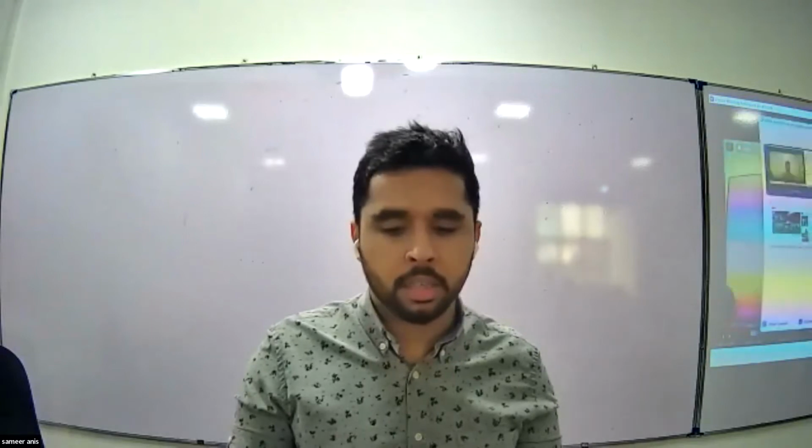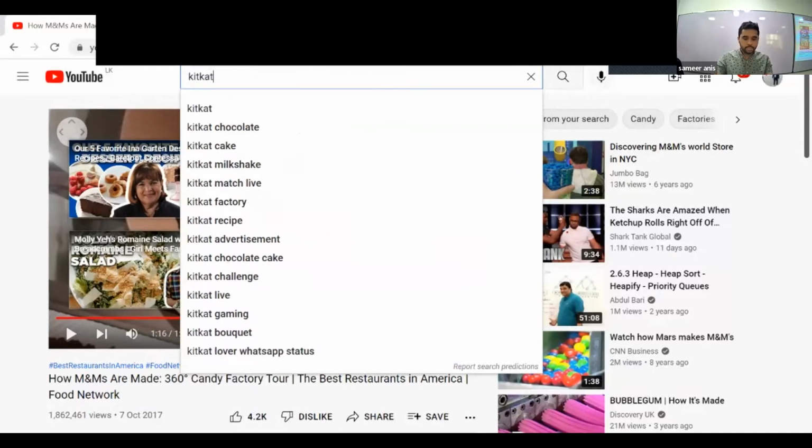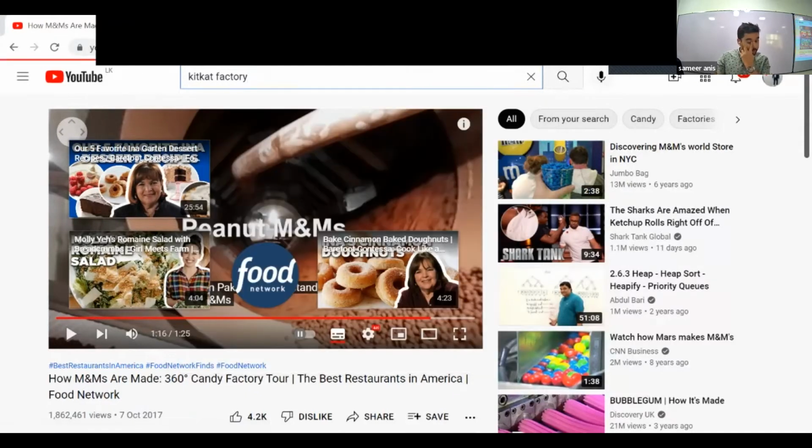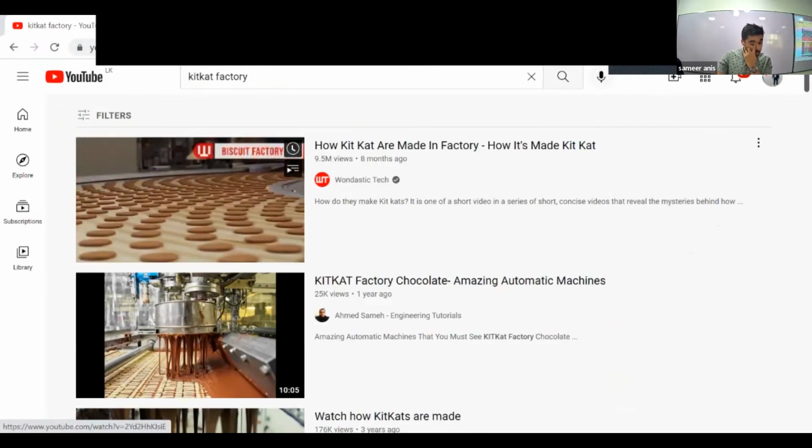Haven't I shown you all the Kit Kat factory, guys? The whole thing is the technical productivity, very fast, done by machineries and whatnot. Check this out, guys. Kit Kat factory. So this is technical productivity for you, where you're totally dependent on machineries.